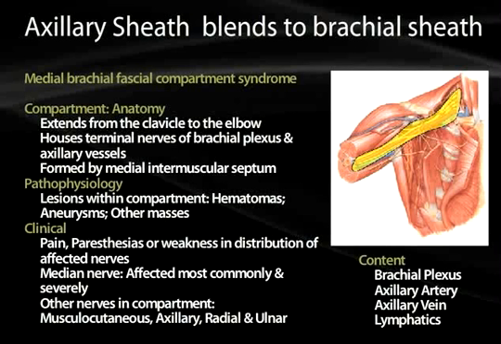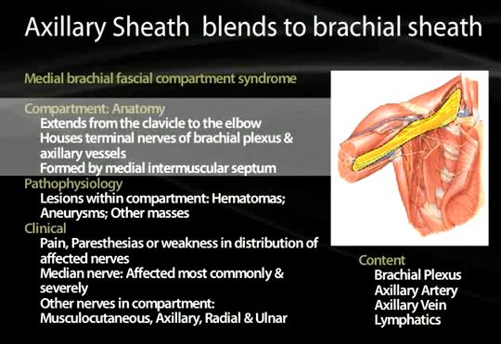And you can even see the pectoral branches coming into the pectoralis minor and pectoralis major coming through the axillary sheath. The sheath is going to blend down into the brachial sheath as a continuation of it, and it's going to give off brachial fascial compartments that can fill if blood flows into that space.